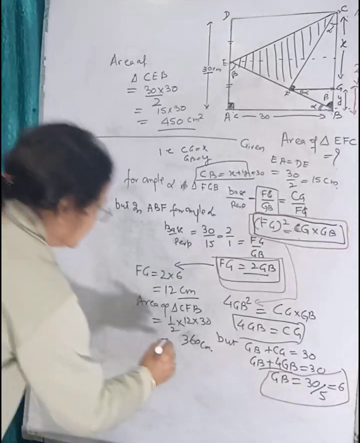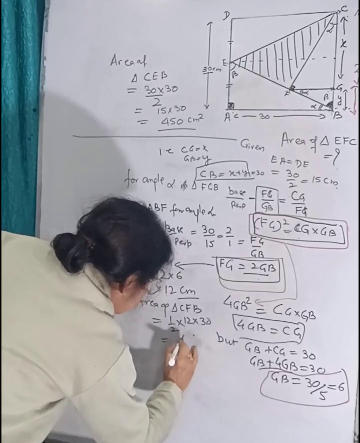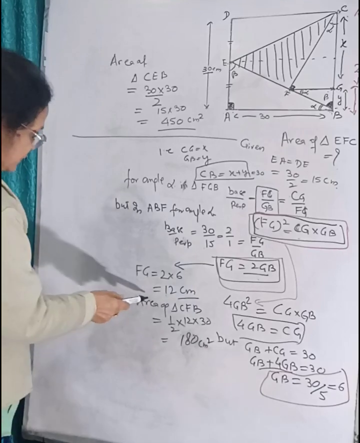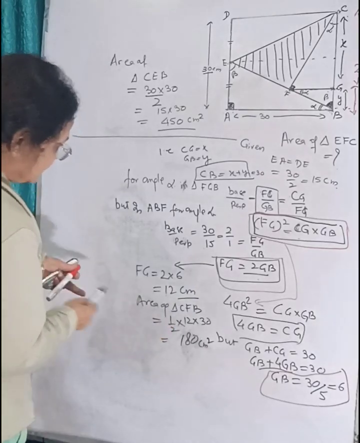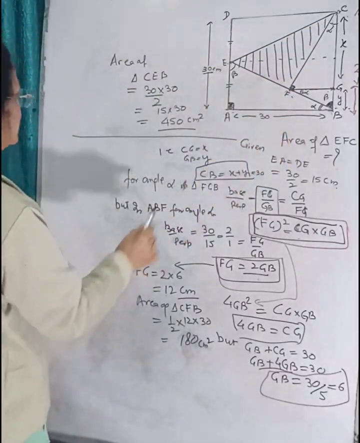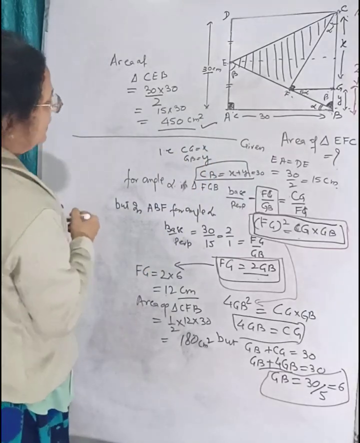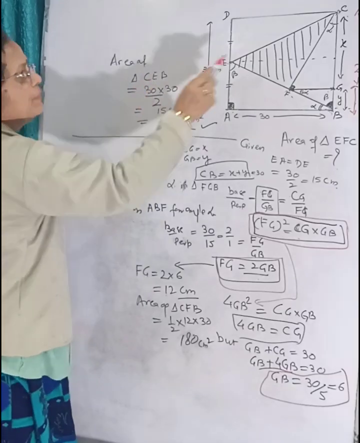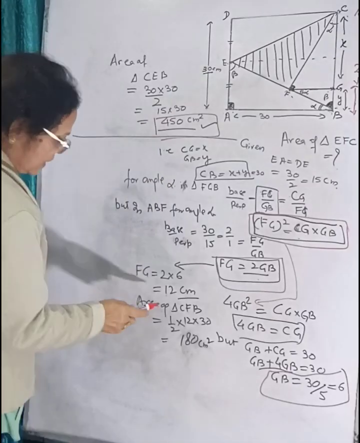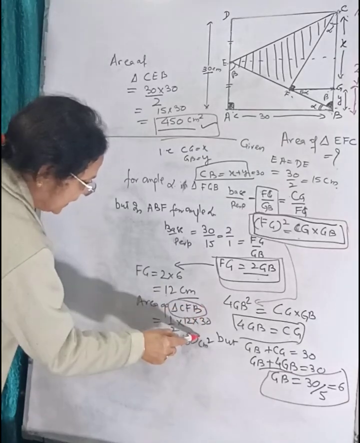By 2. Yes, 180. This is equal to 180. I was right. It was 180 centimeter square. The area of FG portion. This is the area of CFB. Now total area is known to us, it was 450. This was for CEB. The area was 450. And now the area of this portion CBF is 180.